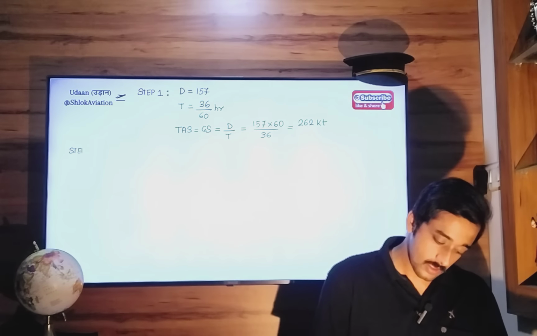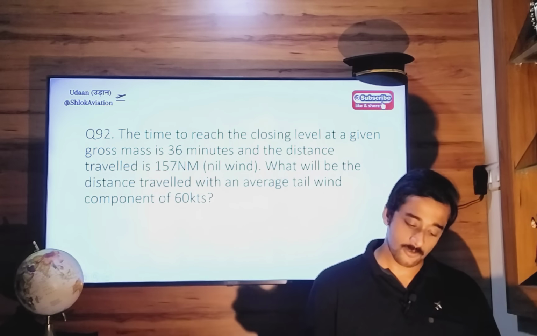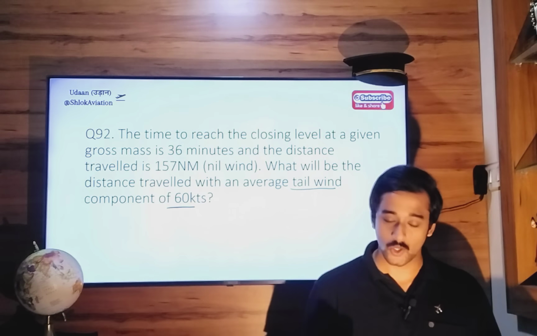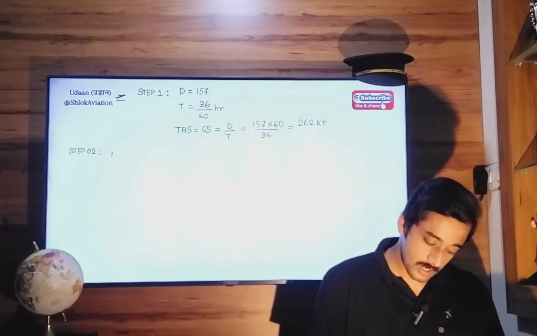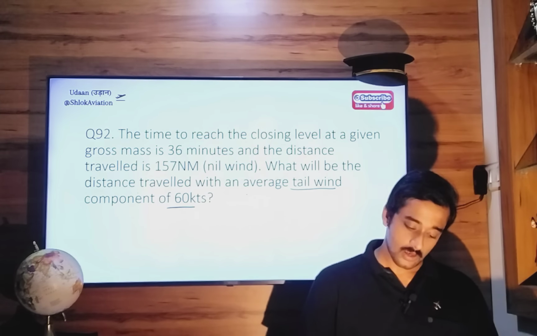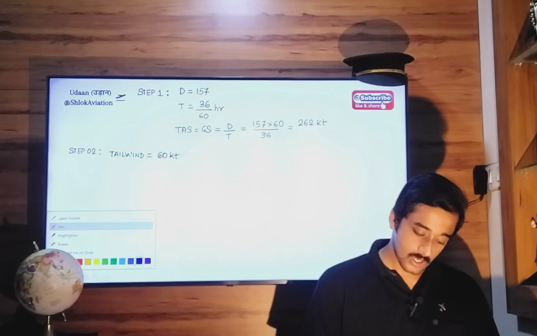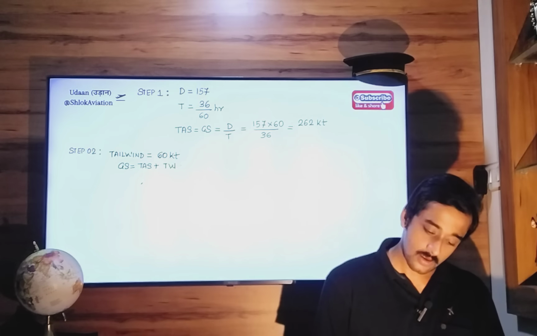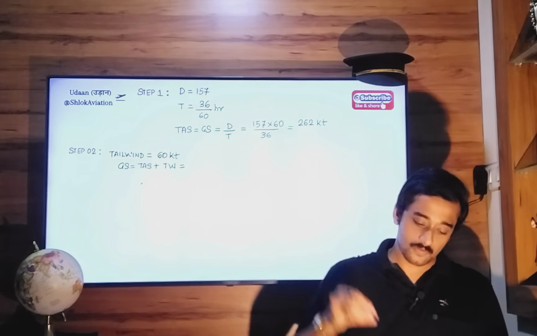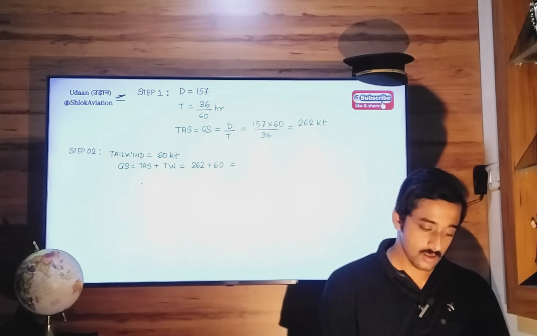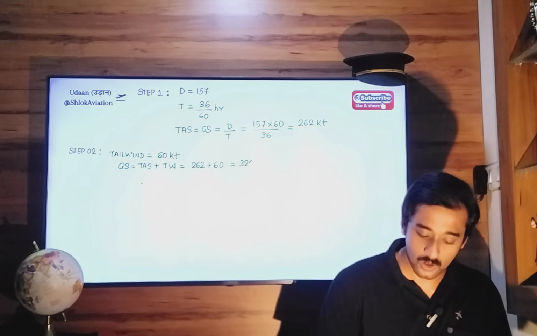Step 2. In the course of your journey, you are getting a tailwind of 60 knots. You are getting a bonus of 60 knots. So when you get a tailwind of 60 knots, your ground speed will be equal to true airspeed plus tailwind. So what is true airspeed? 262 plus 60 is equal to 322 knots.